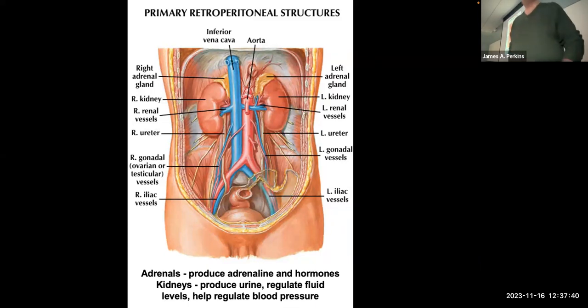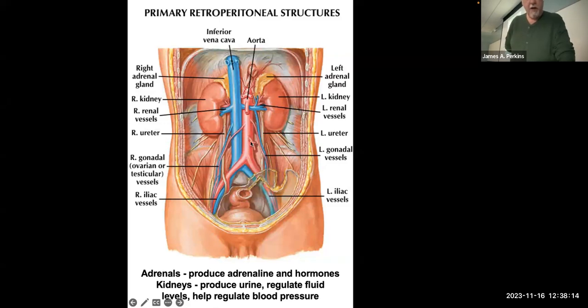Is there a significant difference in structure that necessitates the different name, or is it just because one's going to the testes and one's going to the ovary? In terms of where they originate off of the aorta, there's absolutely no difference. The only other difference would be the fact that since the testes descend into the scrotum, the testicular artery actually has to travel through the inguinal canal as part of the spermatic cord. But at this point in the abdomen, there is no difference at all between ovarian or testicular arteries.